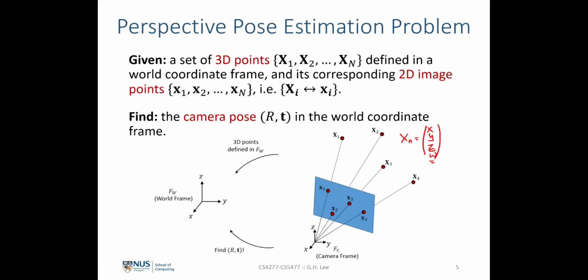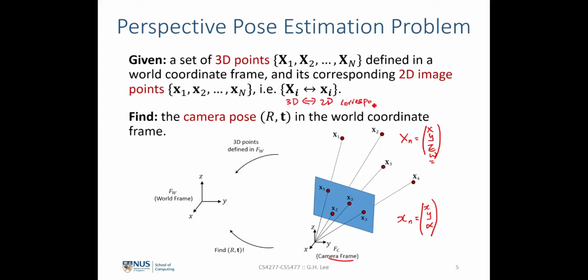And for each one of these points, we're also given its corresponding 2D image point, denoted by small x1 to xn. What this means is that suppose that we are looking at this 3D point X2, we are also given the 2D image coordinate, which is the projection of this particular 3D point onto the image over here, which we denote as small x2. So small xn in general would also be represented by a homogeneous coordinate x, y, as well as alpha, that is defined in the camera frame, which we denote as FC.